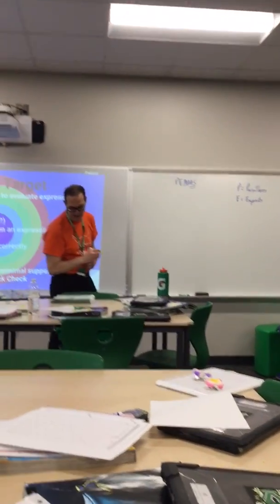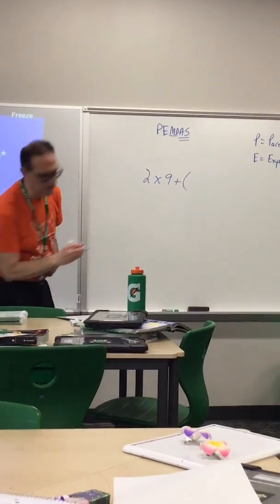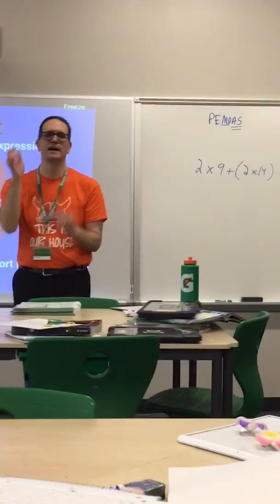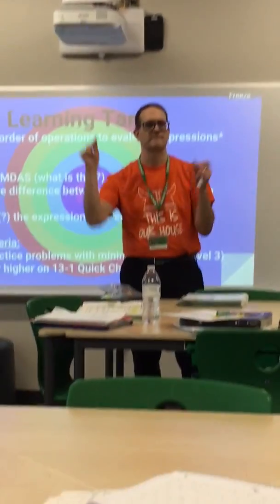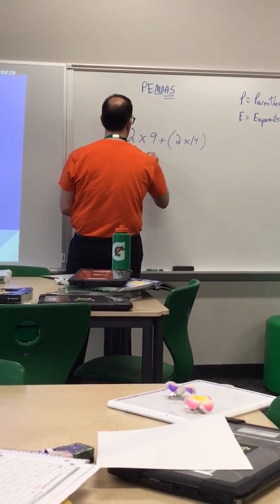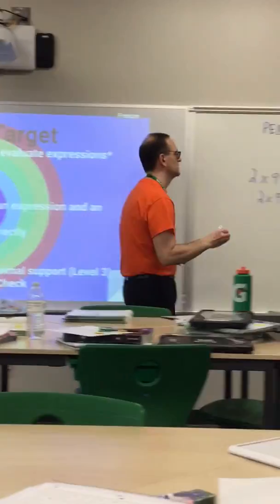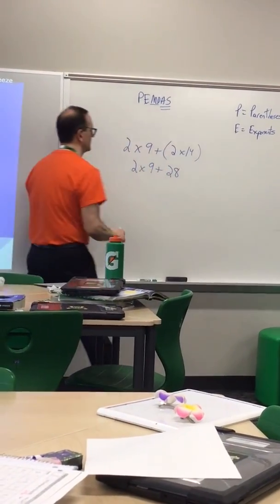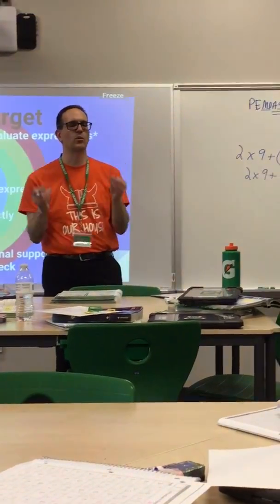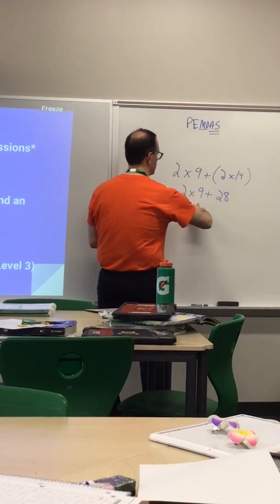Okay, so number 9 is 2 times 9 plus parentheses 2 times 14. All right, so now according to PEMDAS, what do we need to do first? Yes, parentheses, good. All right, so in my parentheses I have 2 times 14, so I'm going to keep writing this down. 2 times 9 plus, and now 2 times 14 is 28. Okay, so I have 2 times 9 plus 28. Still have to follow order of operations, so which one do I do first? Yes, I do the multiplication.